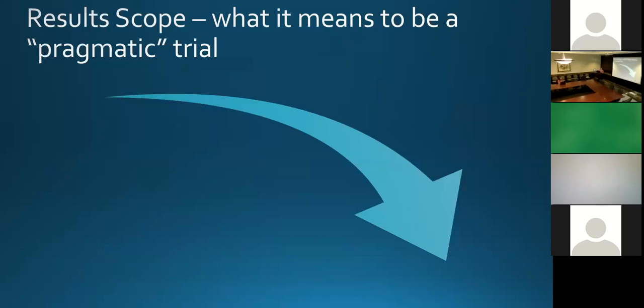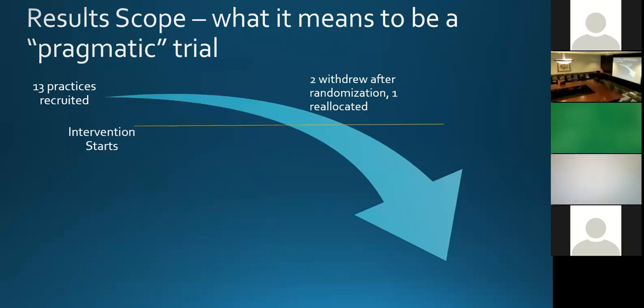So I'll give you an example. We actually had 13 practices when we started. I was kind of lying when I said we had 12. We had 13 practices that were initially recruited, but 2 withdrew after we randomized. And it ended up that because we had a big imbalance in rural versus urban, we had to shift one of the control practices into an intervention practice so that we could have balance again between rural and urban. So that was kind of a mess. And then the intervention started, and then one practice folded. It closed. So that sucked because we'd spent a lot of time with them.